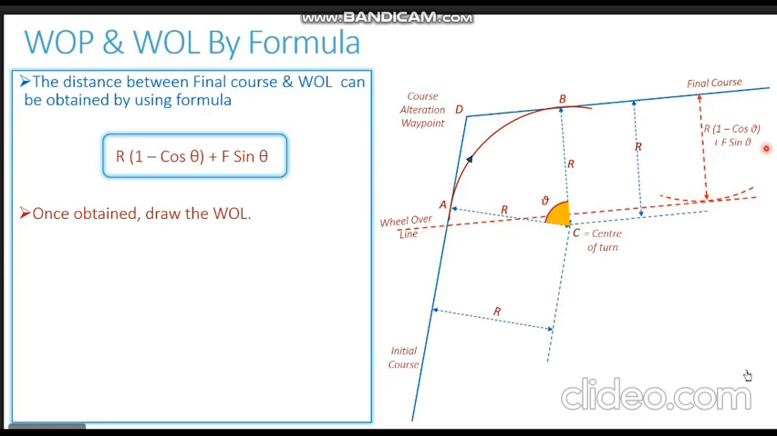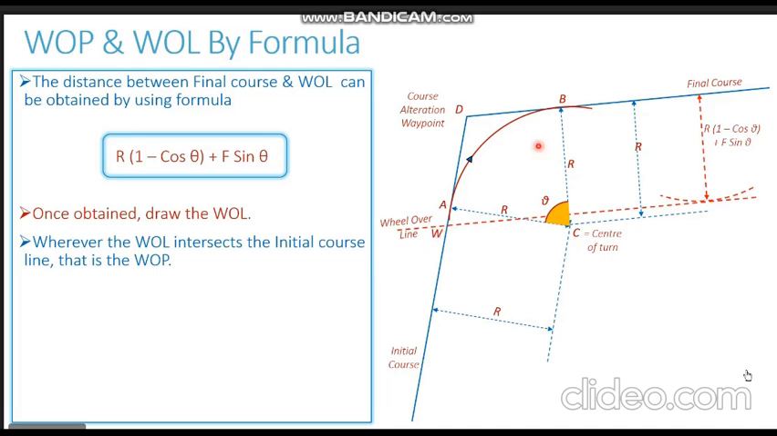This formula basically tells us what is the distance between the final course and the wheel over line. Both of these are parallel to each other. Final course and the wheel over line are parallel, and this formula gives us the distance between these two parallel lines. Now when you mark or plot the wheel over line, the point where the wheel over line intersects the initial course is the wheel over point W.